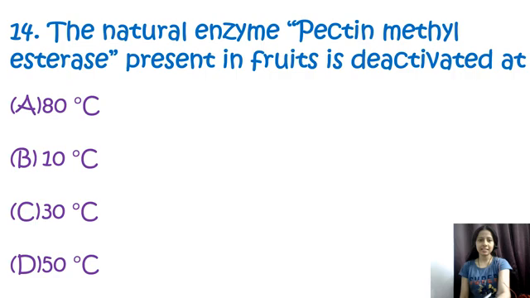Question number 14. The natural enzyme pectin methyl esterase present in fruit is deactivated at 80 degrees Celsius, 10 degrees Celsius, 30 or 50 degrees Celsius. So the correct option will be A, that is 80 degrees Celsius.